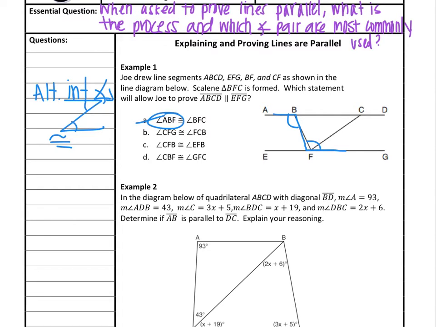So here in this correct answer, we should have choice B, because when I highlight this Z here, we have angle CFG right here and angle FCB right here. Again, choice B.